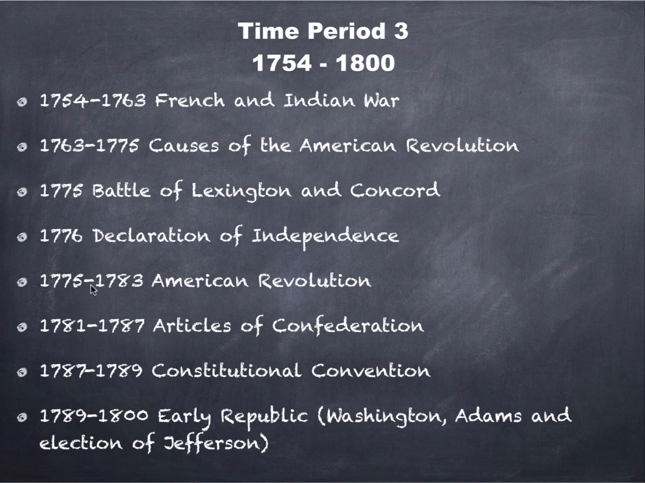We'll have a little discussion about when you want the revolution to be starting. The first form of government is called the Articles of Confederation. That is after the American Revolution. Then that gets replaced by the Constitution, the Constitutional Convention, followed by the early Republic of Washington, Adams, and Jefferson. Does anybody have any questions on anything here with the overview?